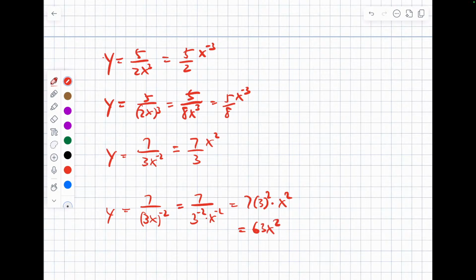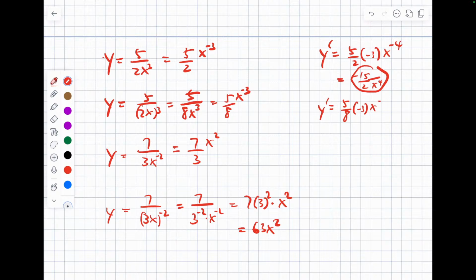So now, after I rewrite all the things, I take a derivative. I write down y prime now. It's going to be 5/2 times -3 times x to the -4, and that's equal to -15/2 x to the 4th on the bottom. And that's my final answer. Y prime is 5/8 times -3 times x to the -4. So it's going to be -15/8 x to the 4th.